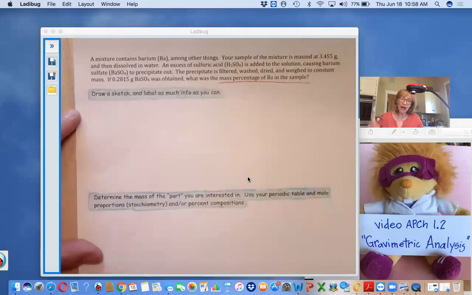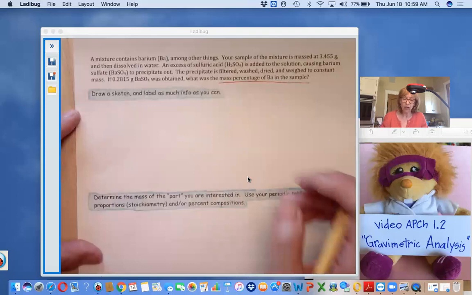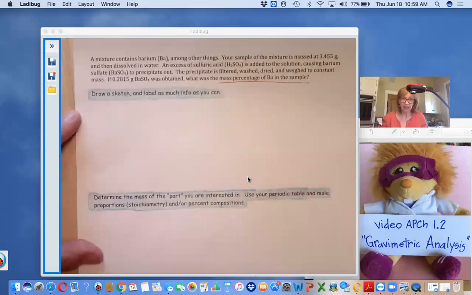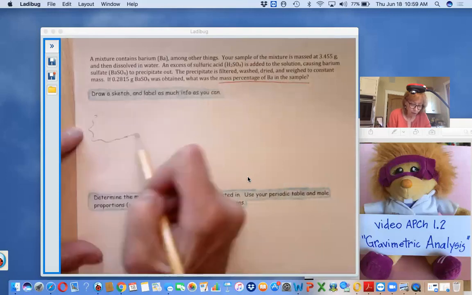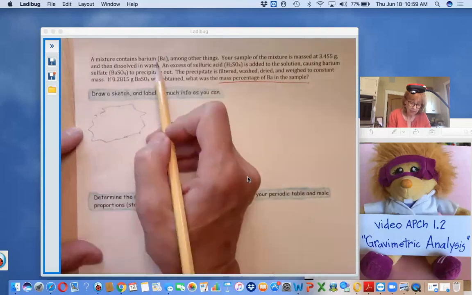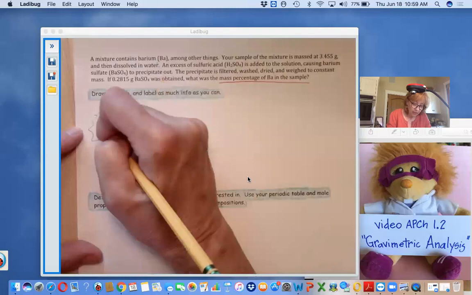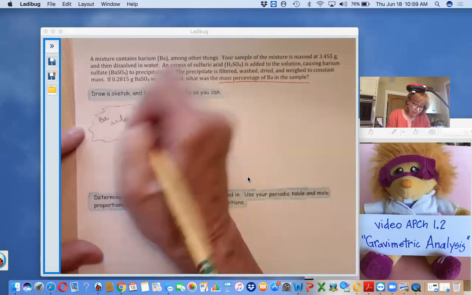Again, I like you to start with a sketch, because I believe that once you get your pencil to the paper and start putting down something, it engages your brain and you stop being afraid of how complicated the problem is. You get off the stuck position. So I'm going to start my sketch with just this amorphous blob of the mixture. And I know some things about that mixture. I know that it contains barium and other stuff.